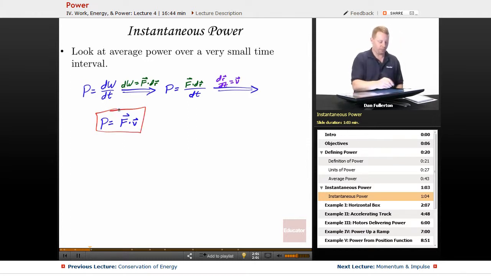So a couple different ways to find our power. Let's do a couple examples.